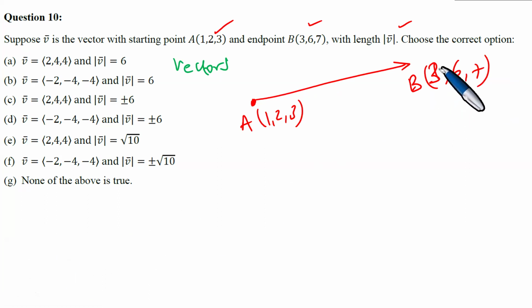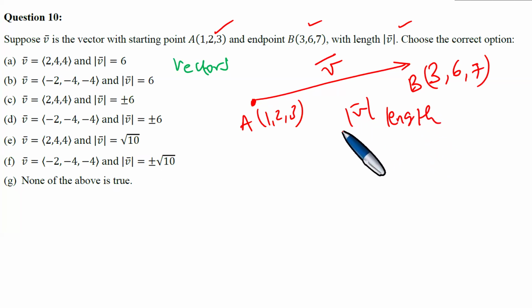Now, what then is the next step? The examiner is then saying, vector V is the vector like that. So here is vector V. It is the vector with starting point this and end point that, with length. This is the length of the vector, the magnitude of the vector V. Choose the correct option. Which one is the correct option? Is it A, B, C, D, E, F, G, or neither?